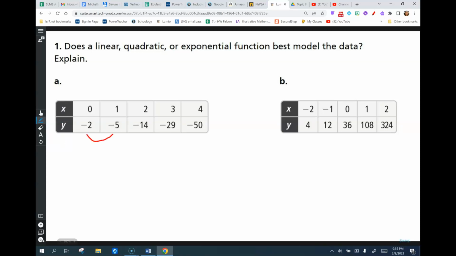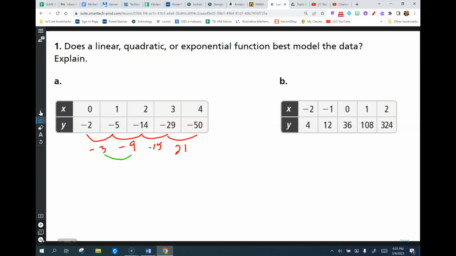Well, what did it go here? Well, it went down by 3. Does it go down by 3 to go from negative 5? No, it goes down by, what is that, 9? And then we go down by 15. And we go down by, I'm not even going to try that. We go down by 21, okay? So that's not linear. Is it a quadratic? So you always check for linear first. It's not, so go one more time.